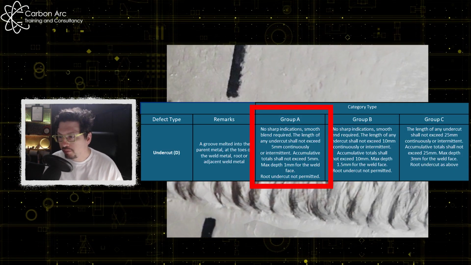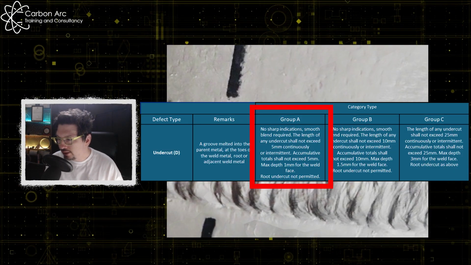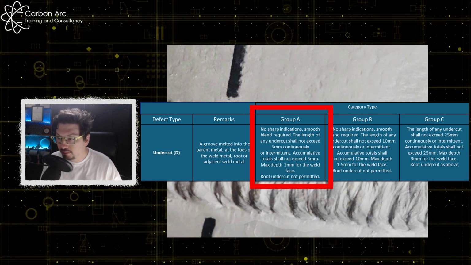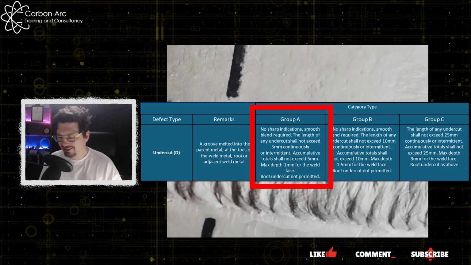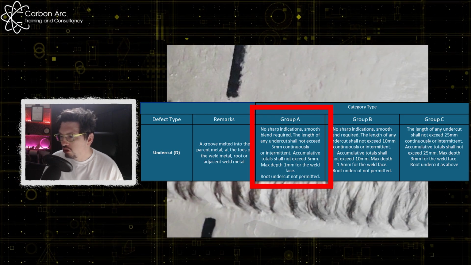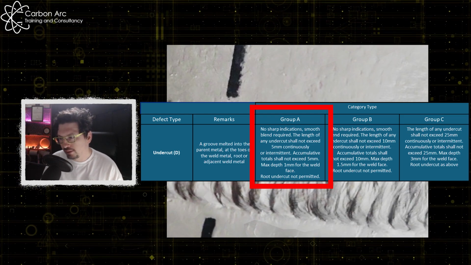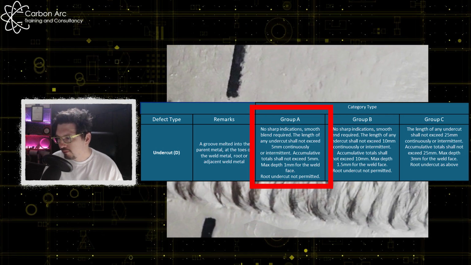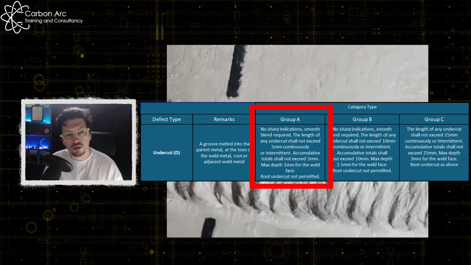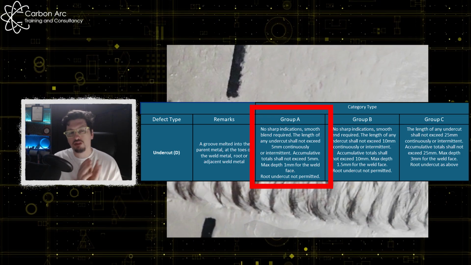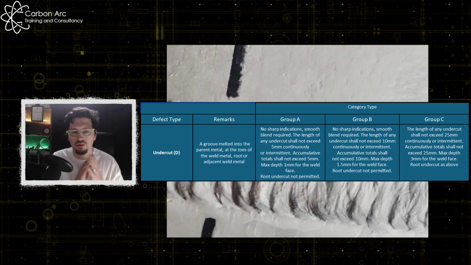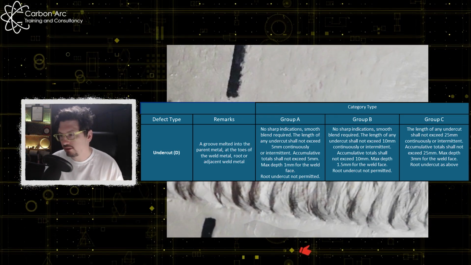There's no sharp indications, smooth blend is required, the length of the undercut shall not exceed 5 millimeters, continuous or intermittent, accumulative totals shall not exceed 5 millimeters. Maximum depth is 1 millimeter from the weld face, and the root undercut is not permitted. So if this was on the root side, just reject it. It doesn't matter how long it is or how deep it is, it's just a reject.